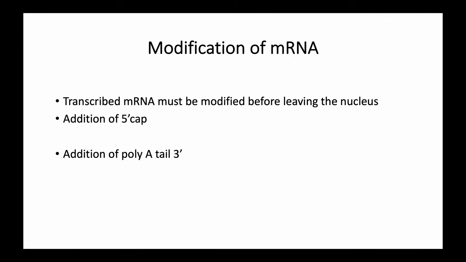Now, moving on to the poly-A tail. It's added at the 3' end of the mRNA, and it's between 200 and 300 adenylate residues, linked by phosphodiester bonds. The donor for the adenylate is ATP, and the poly-A tail also helps stabilize the mRNA, right? The other thing is that it assists in the export of mRNA out of the nucleus, so it helps it leave through the nuclear pores into the cytoplasm for translation to take place.